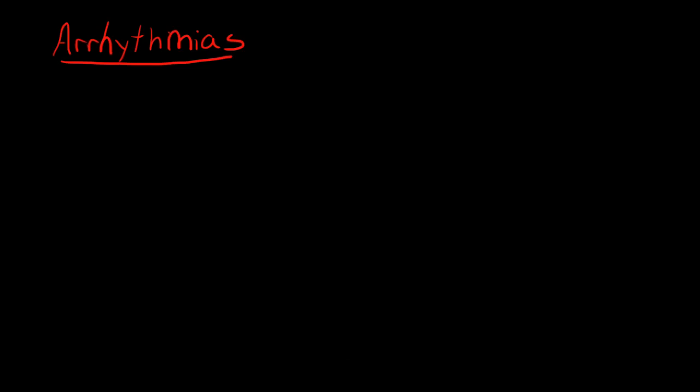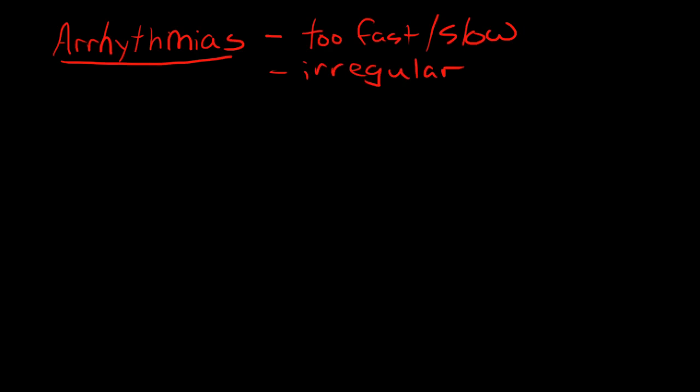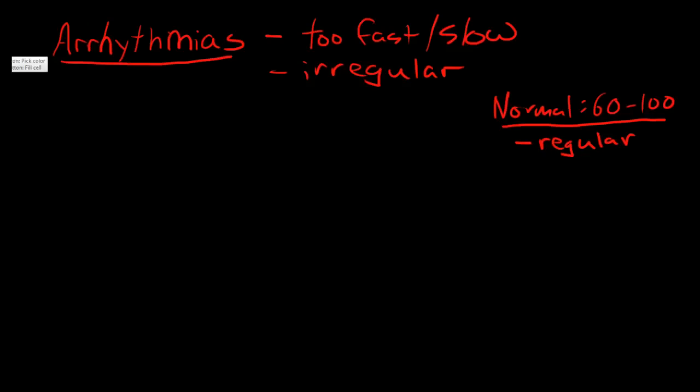So arrhythmias are rhythms of the heart that are either too fast or too slow or irregular. Typically the heart beats at a regular rate between 60 and 100 for an adult. For kids it really varies by age, although all heart rates are normally regular. So any kind of irregularity is abnormal.